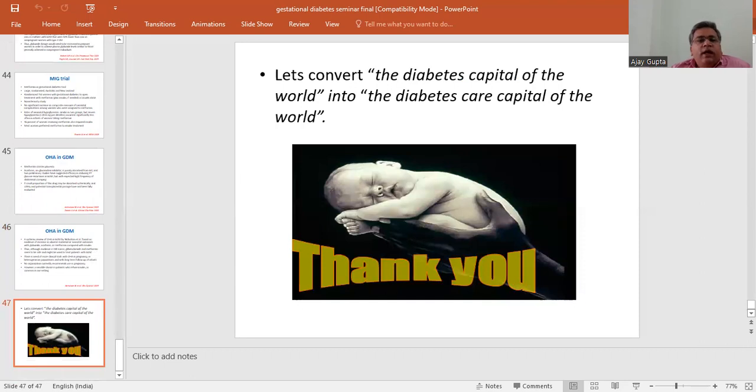So let's convert the diabetes capital of the world into the diabetes care capital of the world with the proper management of gestational diabetes mellitus.